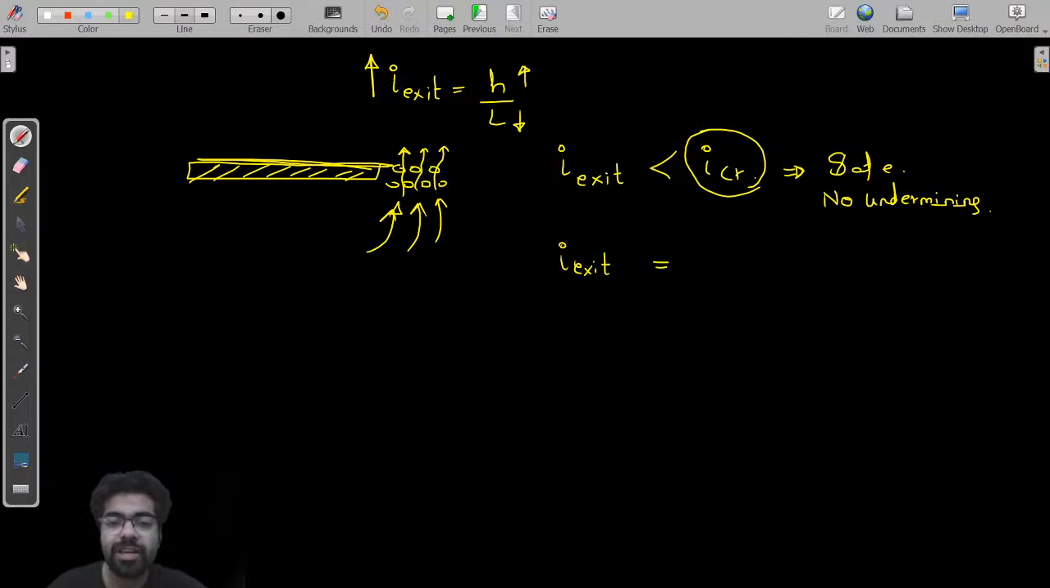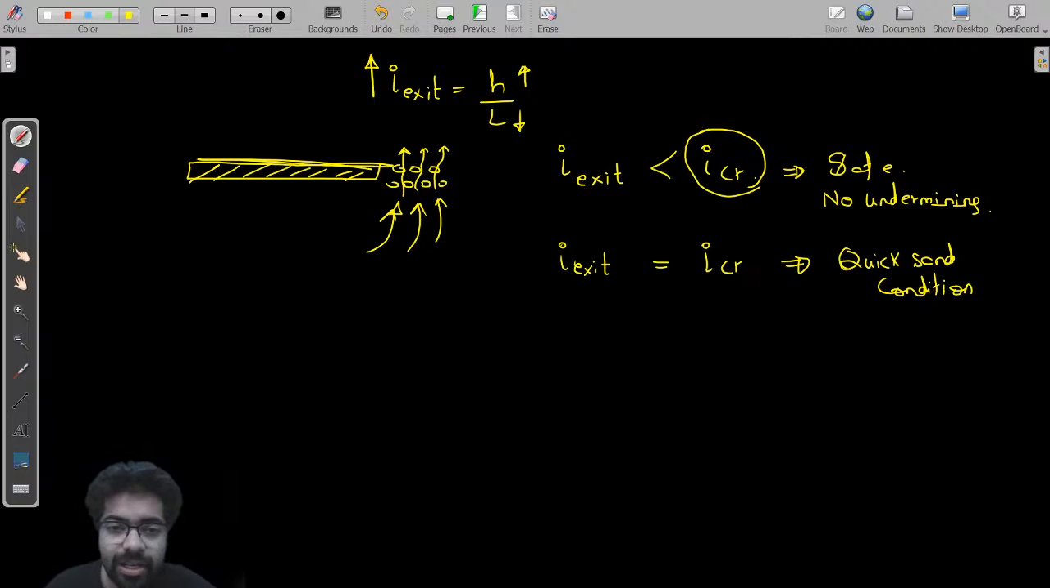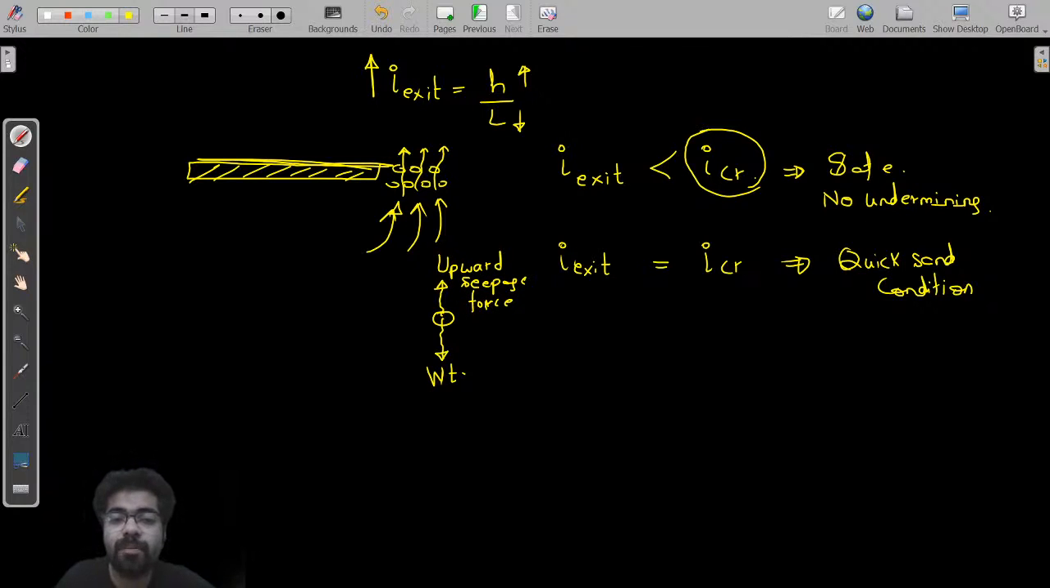So if the exit gradient increases and becomes equal to the critical value, then the quicksand condition will occur. I think you must not be familiar with the quicksand condition; I am just telling you so that you have an idea. What happens in quicksand condition? Suppose this is a soil particle. It has some net effective weight downwards, and one force is applied upwards. Who is applying this force? Water which is coming upward applies upward seepage force, by seeping.